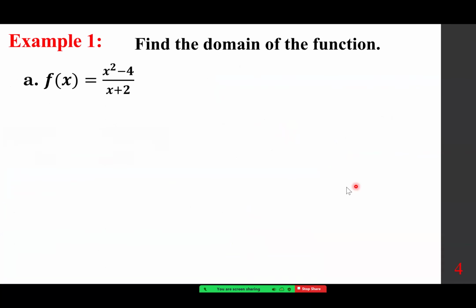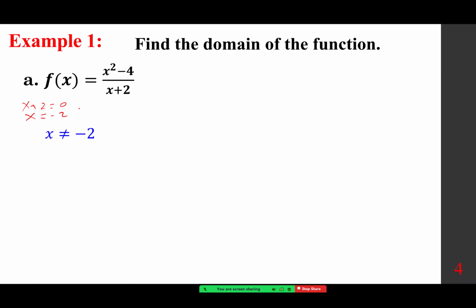Here's the function f of x equals x squared minus 4 over x plus 2. We are asked to find the domain. To find the domain of the function in the case of a rational function, you set the denominator equal to 0 and you exclude that. Okay, so x plus 2 equal to 0, x becomes negative 2 and you exclude that.